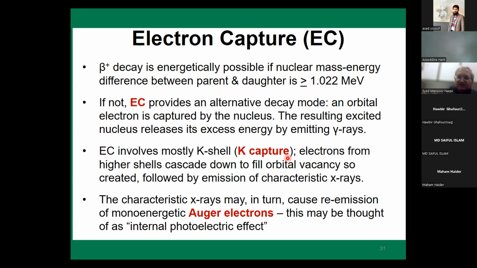This happens because when an electron in the K shell is removed, a vacancy is produced, and that vacancy can be filled by any other higher energy level electron. When the electron falls down, it emits radiation, and these are the characteristic rays. So electron capture results in characteristic X-ray production, and along with those, Auger electrons are also produced, and this may be thought of as the internal photoelectric effect.